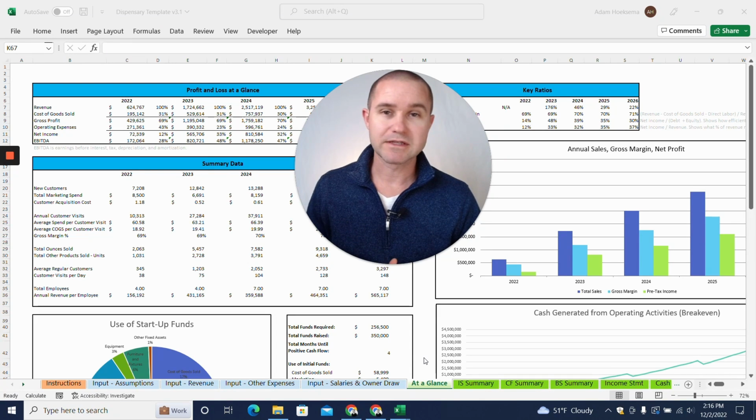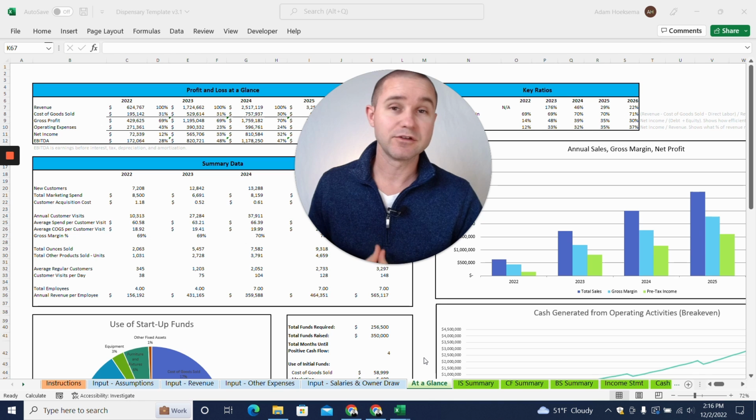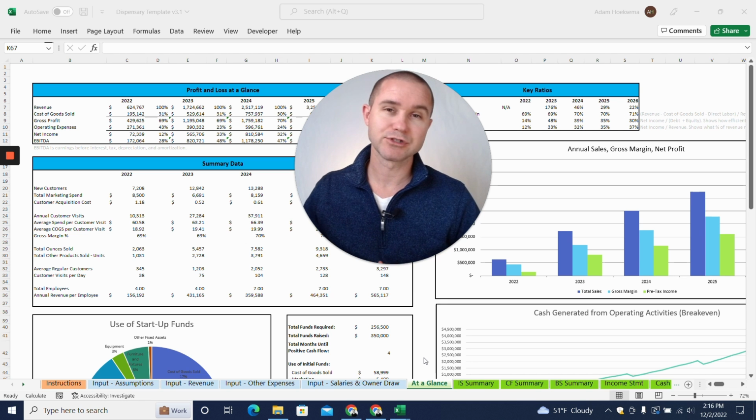Hey, if you're looking to start a dispensary and need a set of financial projections for a potential investor or lender, then you've come to the right place, because we have built a financial projection template built specifically for dispensaries. And I'm going to walk you through how to use this template, how to fill it out, and create a set of 5-year financial projections.